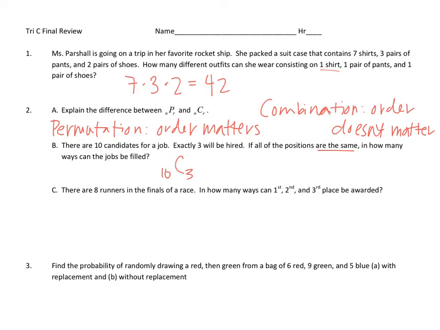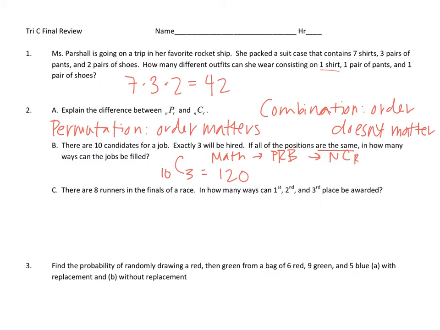So, reminder how to do this in the calculator. You start with the math button, and then you go over to probability, and then you should see your nCr. I will say, actually, you need to type the 10 first, and then do all this, and then the 3. So when we do this, 10 C 3, we get 120 different ways the jobs can be filled picking 3 candidates.